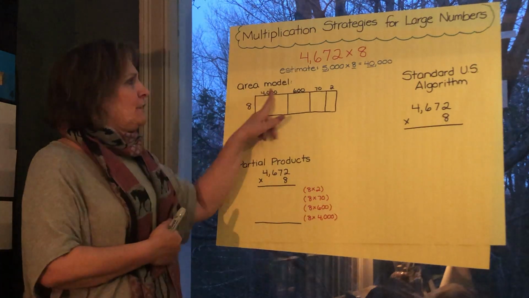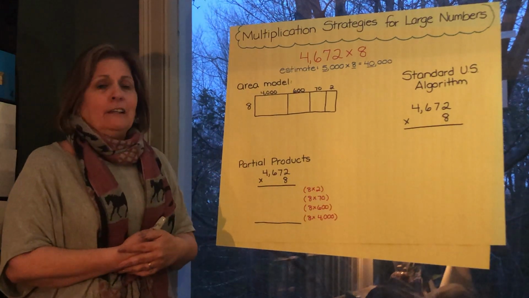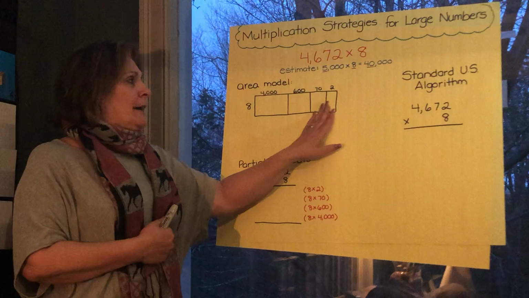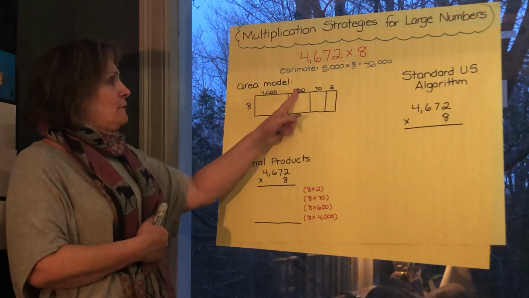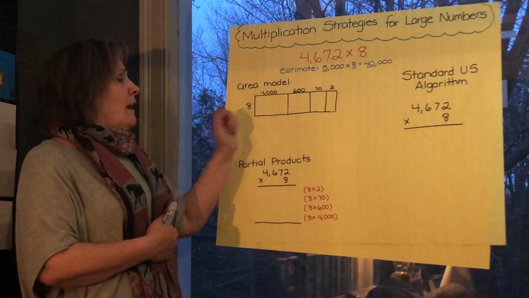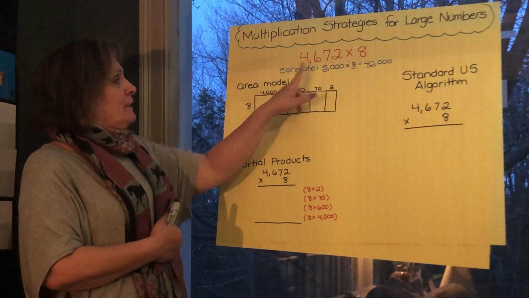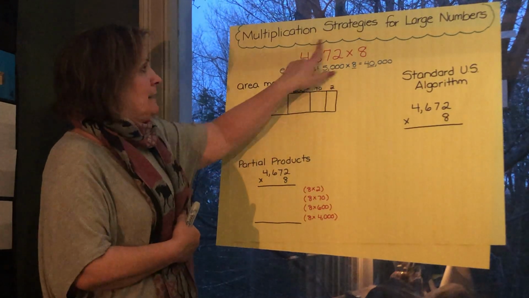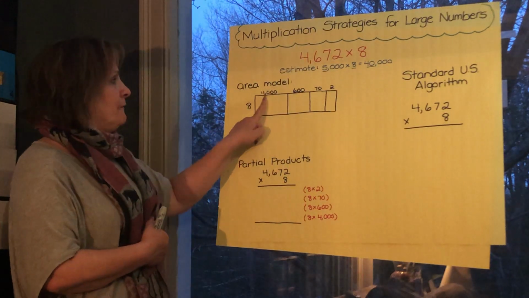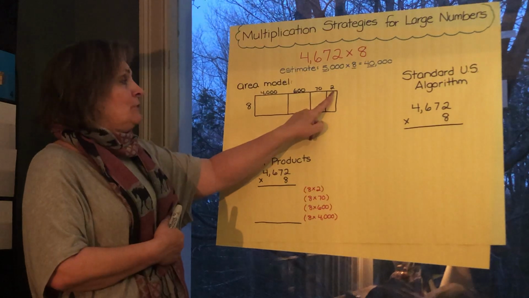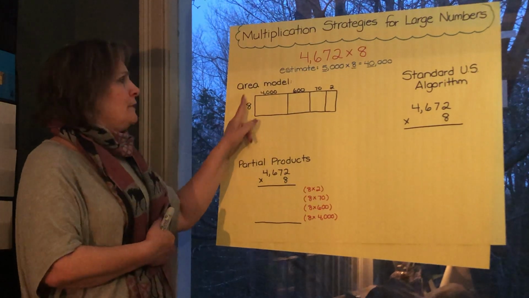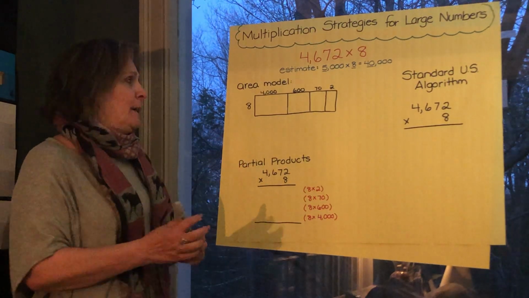And so 40,000 is going to be an overestimate, which means our answer should be less than that. Okay, let's take a look at the first way, which is the area model. And that's where we break up a rectangle into the place values for each of those numbers, or each of those place values in that large number. So we have 4,672, and each one of those place values is going to be multiplied by 8.